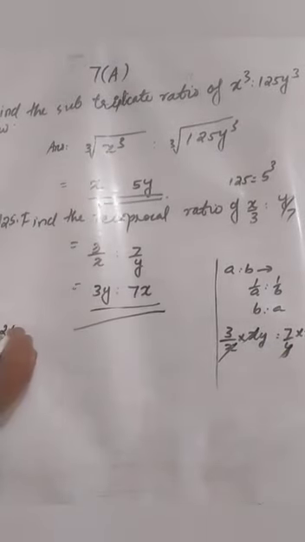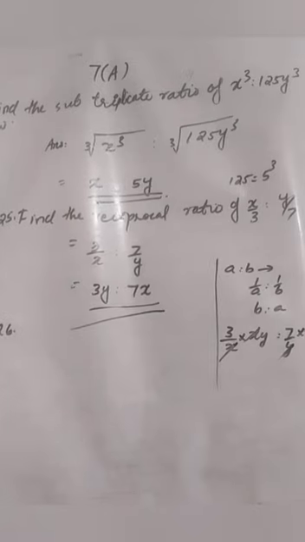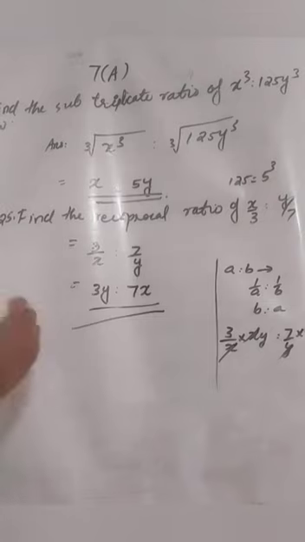Next is question number 26. If x plus 3 and 4x plus 1 is the duplicate ratio of 3 is to 5, find the value of x. Do that question as homework. Question number 27. If m is to n is the duplicate ratio of m plus x is to n plus x, show that x square equals mn.